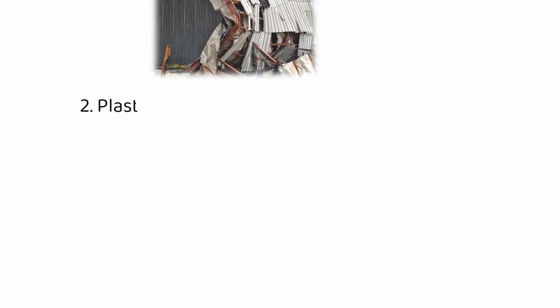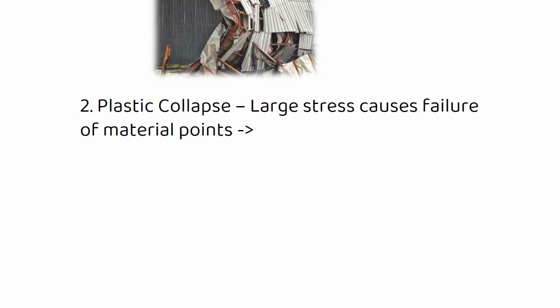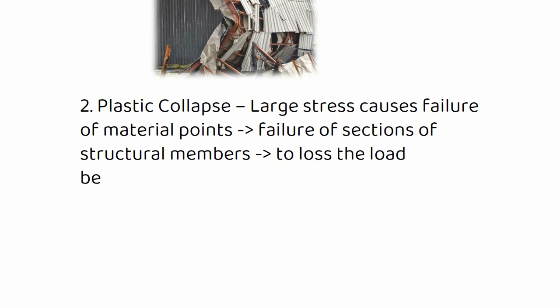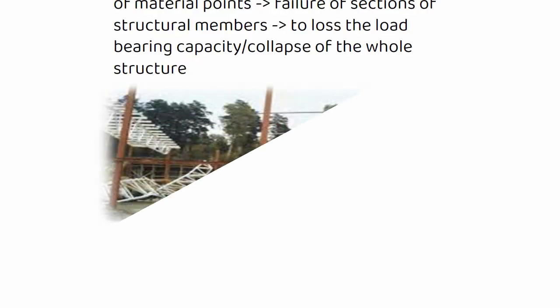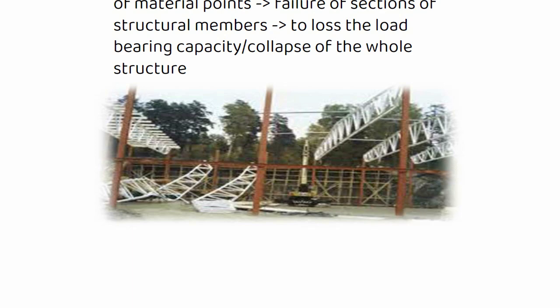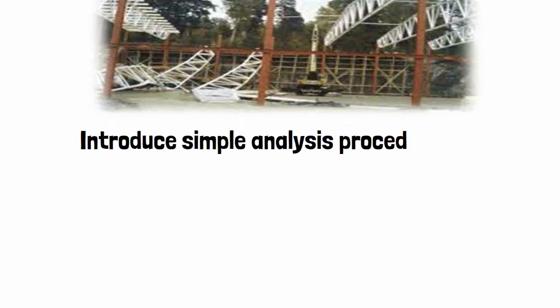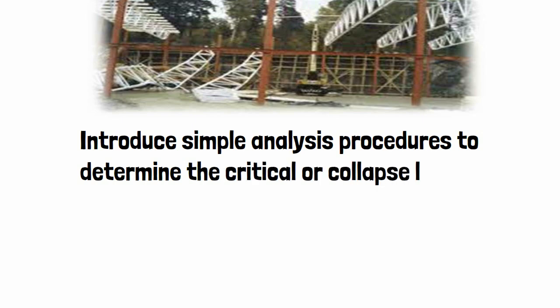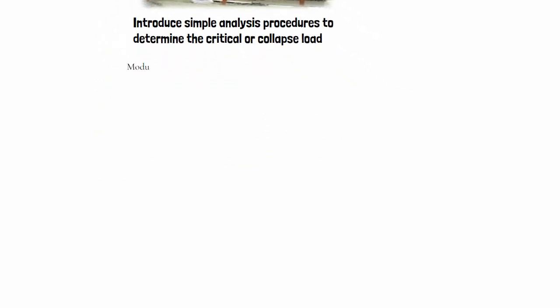The other one is plastic collapse. That is, large stresses cause failure of material points, that is, failure of a section of the structural member, therefore leading to loss of load-bearing capacity and collapse of the whole structure, as you can see in the image. We will introduce simple analysis procedures to determine critical and collapse loads.